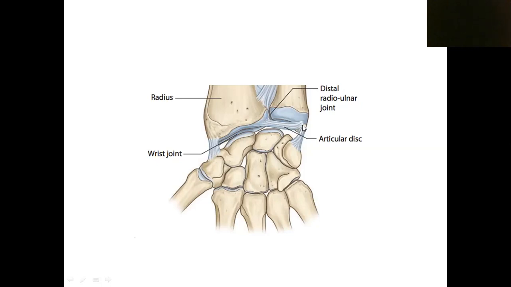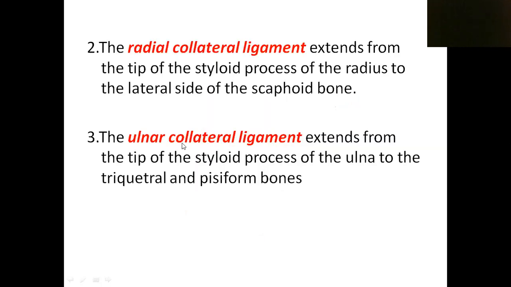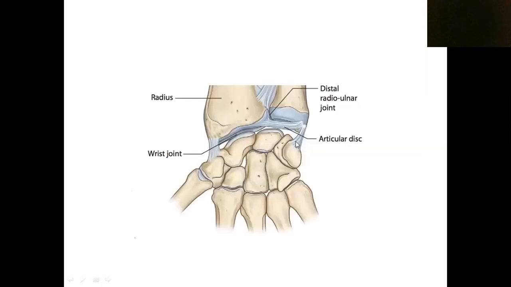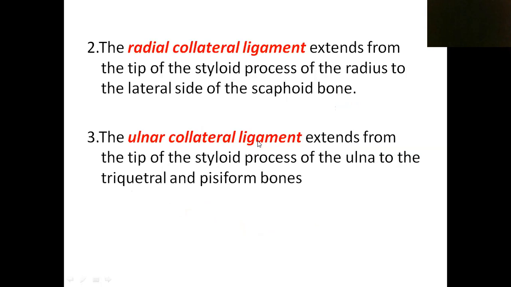So like that, here on the medial side, along with the ulna, there also we can see another ligament. See, that ligament is arising from the styloid process of the ulna to the pisiform bone. This is the ulnar collateral ligament. So the ulnar collateral ligament extends from the tip of the styloid process of the ulna to the triquetral and pisiform bone. See this one. This is the ulnar collateral ligament. So the ulnar collateral ligament and the radial collateral ligament, these are the ligaments of this joint.